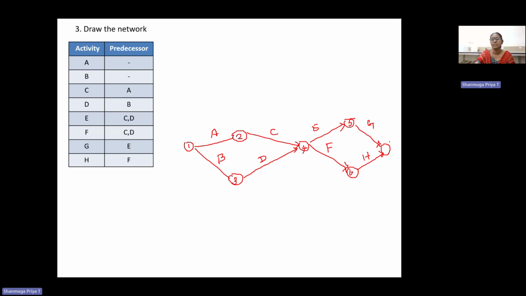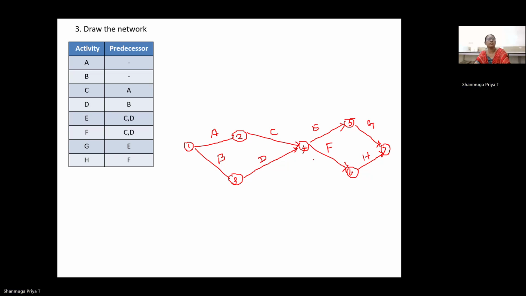As per the rules of network construction, there is one starting event and one ending event, and also there is no simultaneous activity. So, whatever the given condition of the predecessor, we draw the network accordingly. Now we are going to see the next problem.